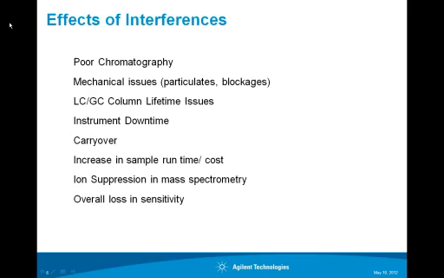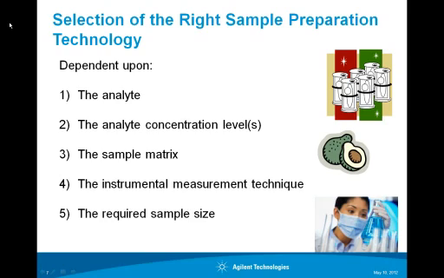Increases in sample runtime and cost, and you'll actually start to see chromatographic issues that will cause you to rerun your samples again and again. Ion suppression in mass spec is a big issue that a lot of us face nowadays, especially with how sensitive our mass specs are. And the bottom line is overall loss of sensitivity.